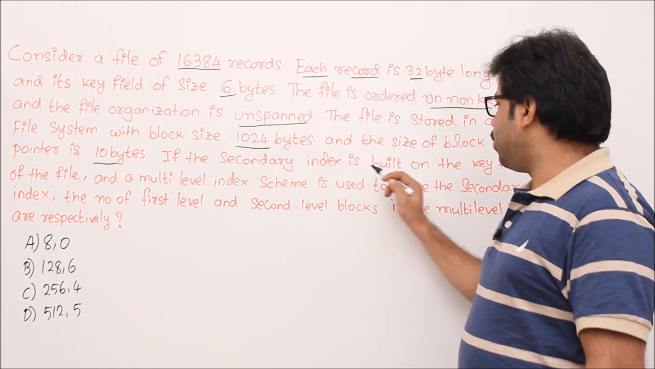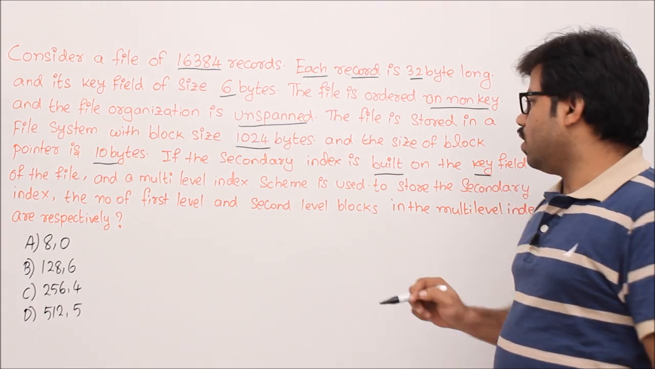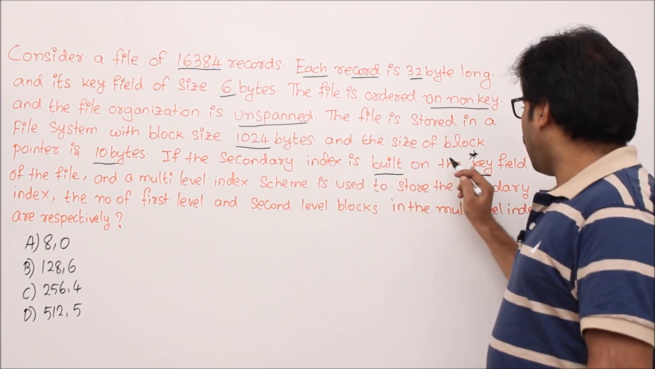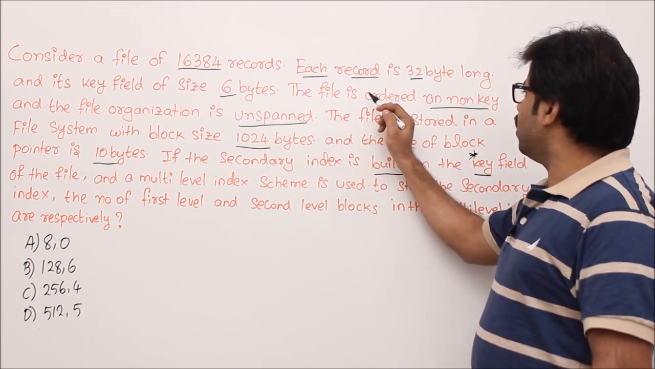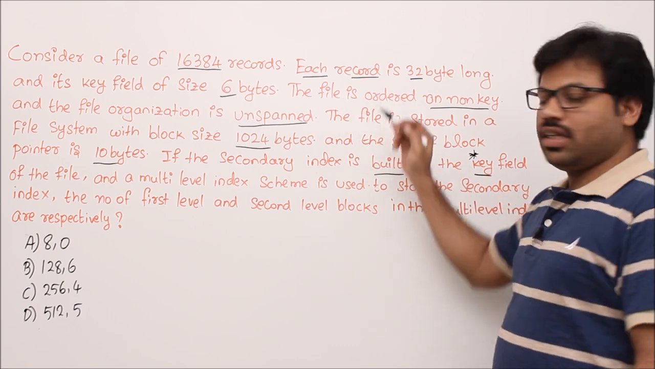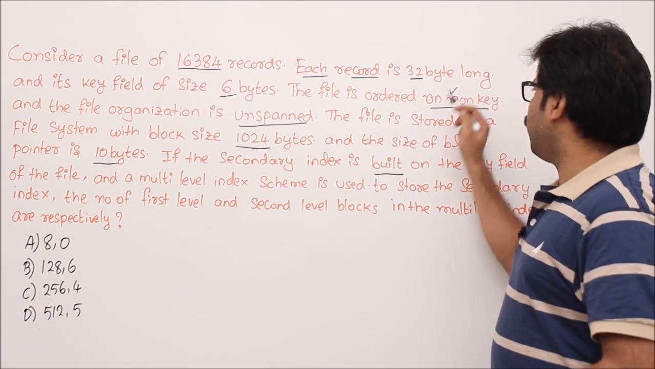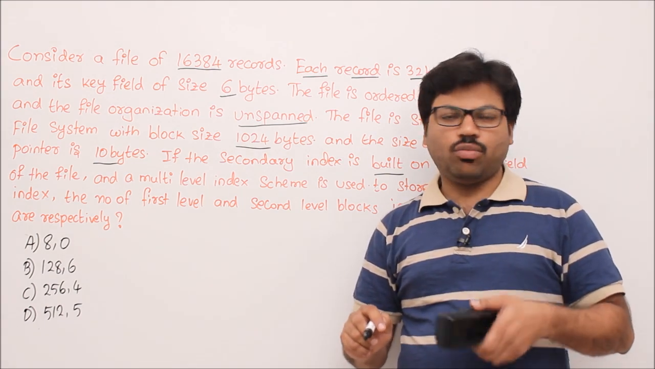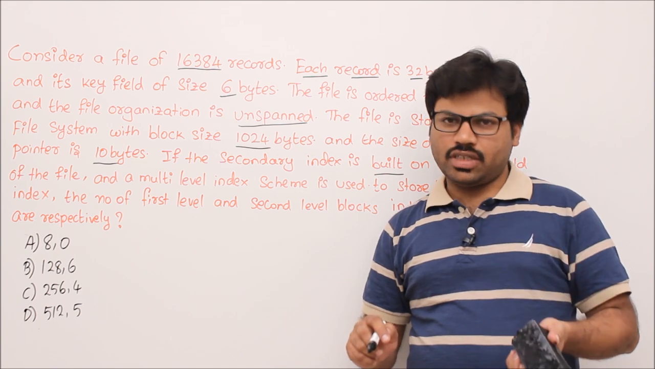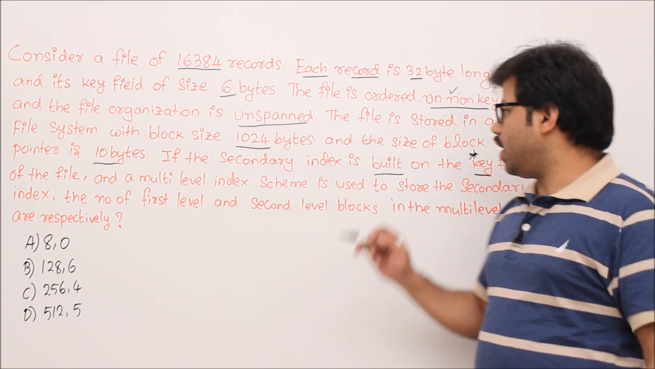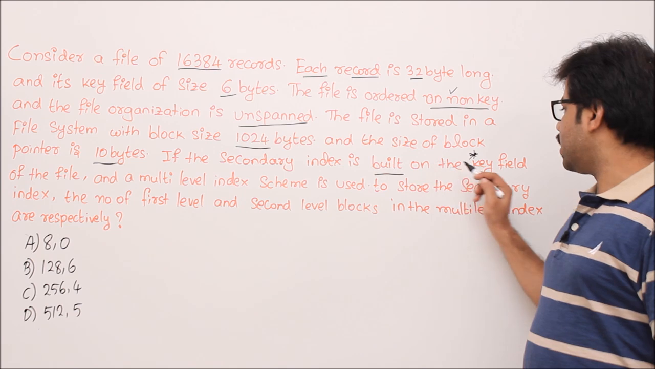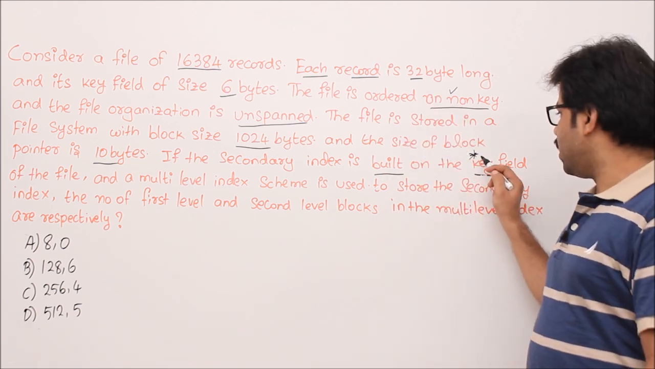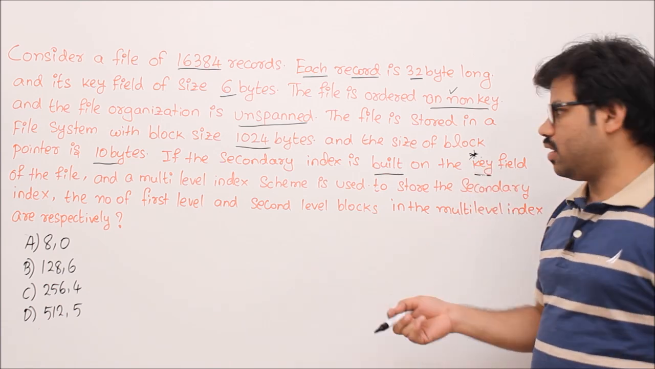If the secondary index is built on the key field, remember this point. We are creating a secondary index on the key field, but the data is ordered on a non-key field. When data is ordered on a non-key field, then 99% of the times data cannot be ordered on the key field. But we are creating the index on the key field. Though your data is ordered, for me it is unordered, because my target is the key field. On the key field, data is unordered.